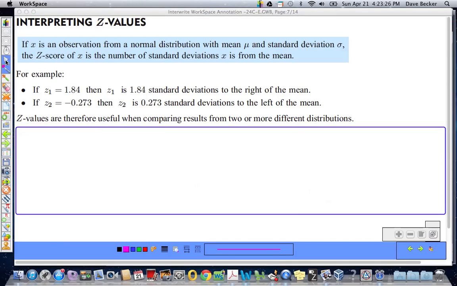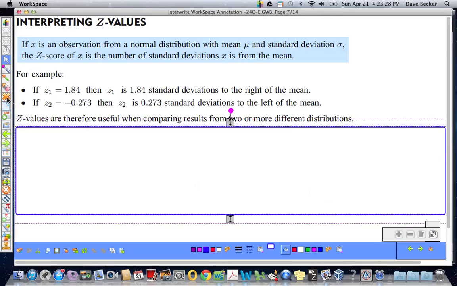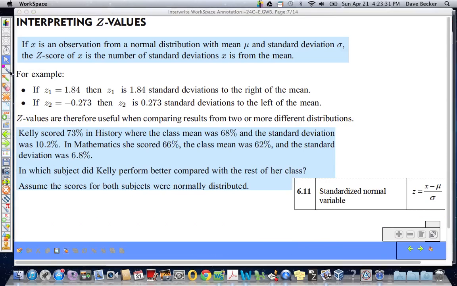Okay, so that makes it very simple to compare pieces of different data. And this is the example I gave at the beginning of this section. We got a girl here who scored a 73% in history, and the class mean was 68, and the standard deviation was 10.2. All of these are percents. In math, she scored a 66, the mean was a 62, standard deviation is 6.8. Clearly she had a better grade in history than she did in math, but how did she perform compared with the rest of her class in those two subjects? That's why we need to be able to standardize our scores.